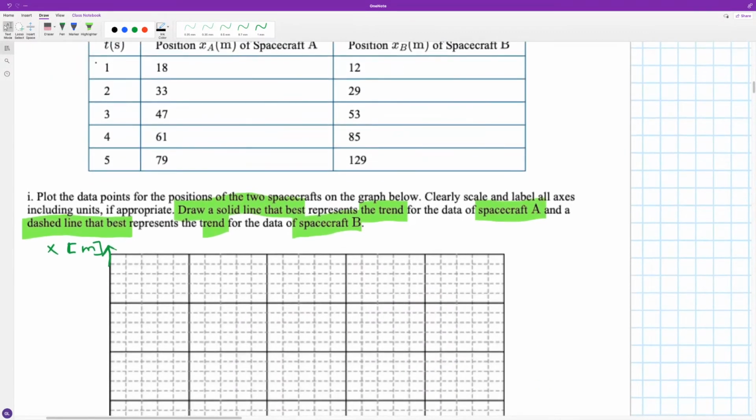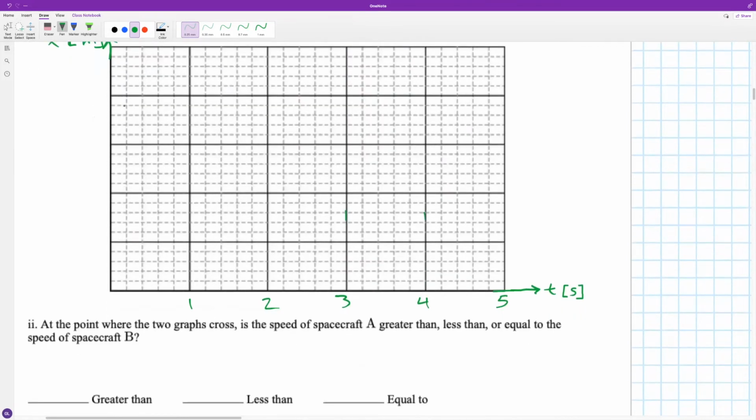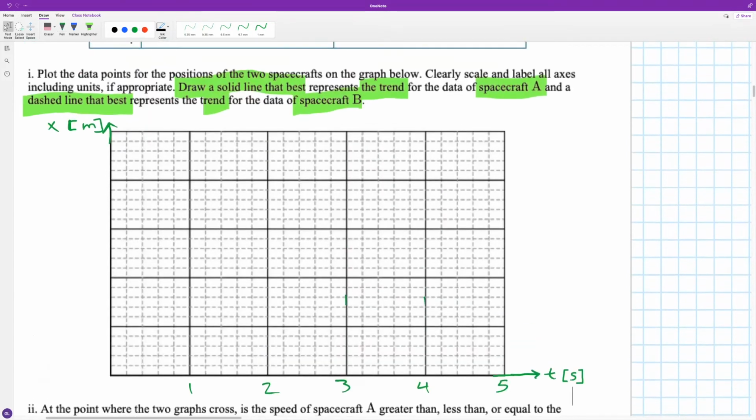So we're going to have to plot. Now we have to be careful here. What is the largest value we're going to plot? Well, we might be thinking for spacecraft A, it's 79, and you would be correct. But overall, we have to find a way to fit a value of up to 129 on here. So 1, 2, 3, 4, 5. I'm going to make a little more space over here. X, and that's going to be measured in meters.